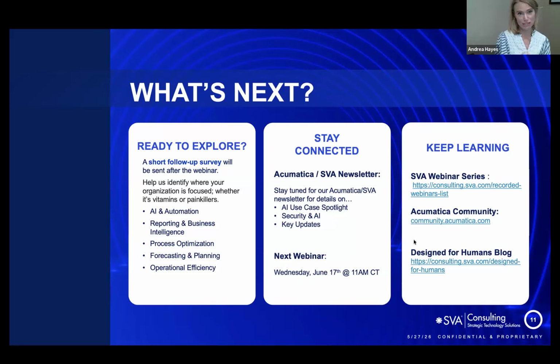Stay connected. So we're going to start a newsletter, an Acumatica and SVA newsletter. We're getting lots of questions, like I mentioned, on AI security. So we have much more detail than the table that I showed today. Expect a newsletter in the coming weeks to have some of that information on the security in AI. We'll also include an AI use case spotlight. So if you have ideas for those, please send those in as well. And then just any key updates and housekeeping items. Our next webinar will be in mid-June.